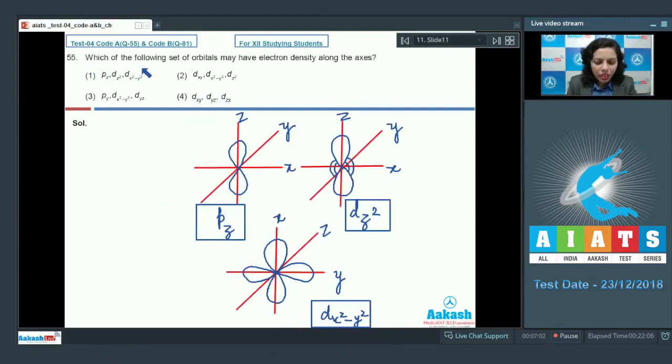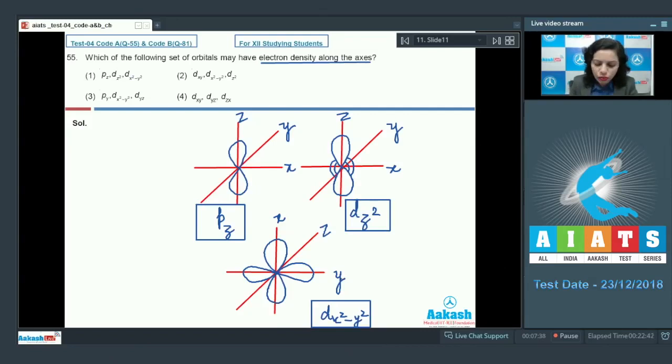Question number 55. Which of the following set of orbitals may have electron density along the axis? We have different orbitals given here, and we have to choose that set in which orbitals are present. They have electron density along the axis. Let me mark here. We want to choose those orbitals which have electron density along the axis. We should know that this pz orbital, dz square orbital and dx square minus y square orbital, they have the lobes along the axis. And if they have lobes along the axis, definitely there would be the electron density.